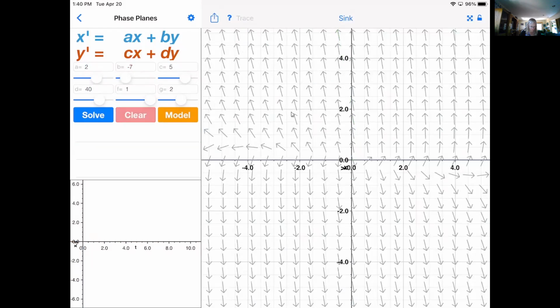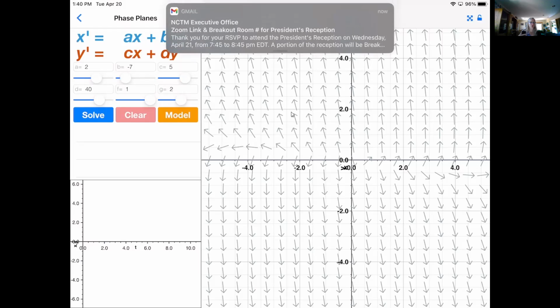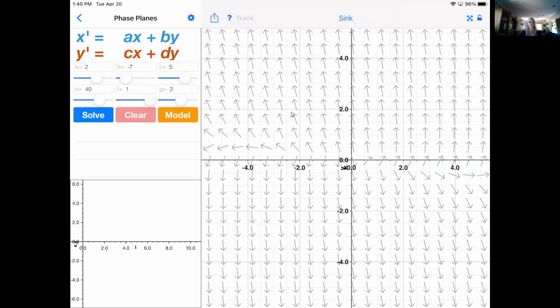Then if I clear this out, we see a totally different thing happening here. All my arrows are going away from my origin. They're all going away, which means that we have a repeller, or what we sometimes call a source. This is where it's starting and it goes off from there. So we have these different ideas we can have.